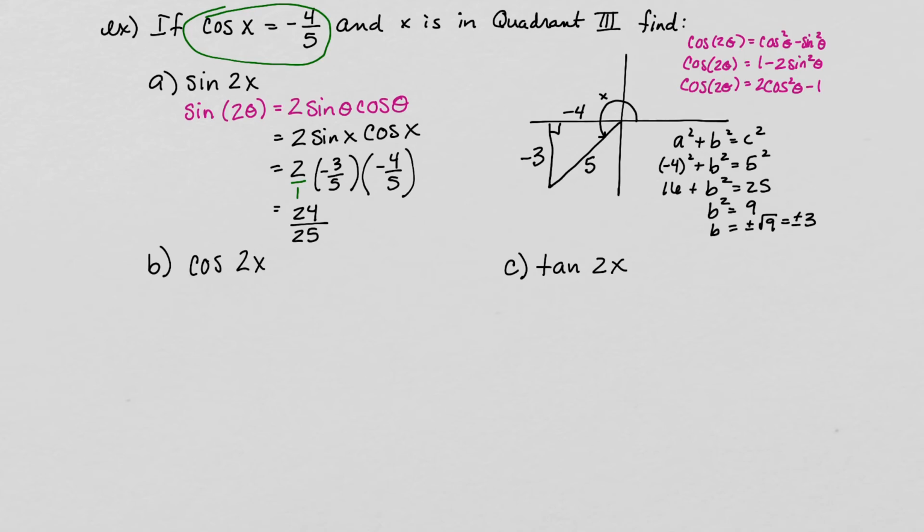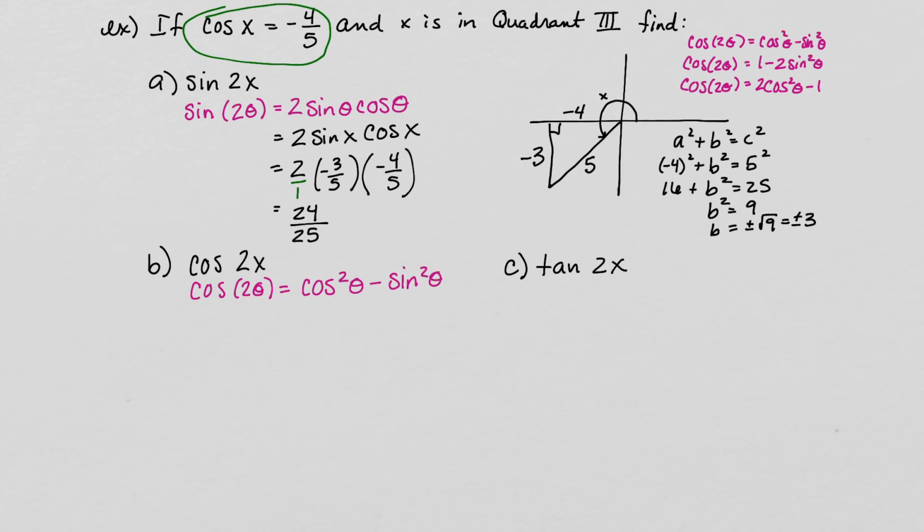So we could just use the first one. We already know what the sine and the cosine are, but you could try it, right? I'm going to use the first one. If you want to use the second one or the third one and try it, you'll see you get the same answer. So we're going to use that the cosine of 2 theta is cosine squared theta minus sine squared theta.